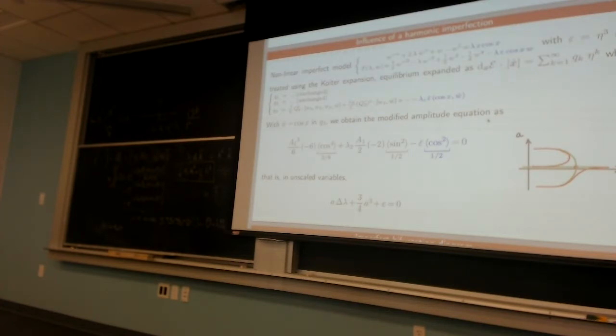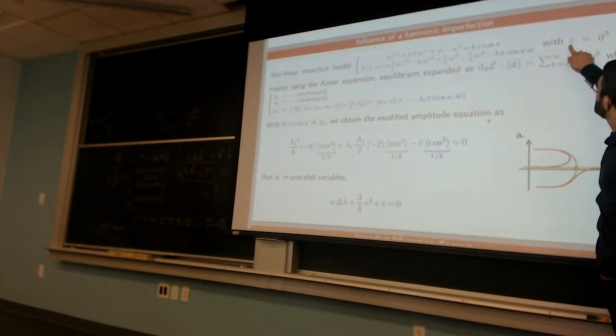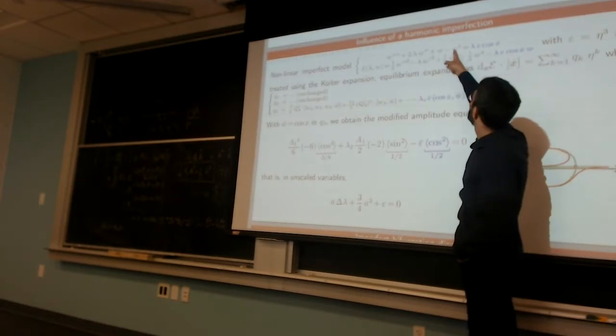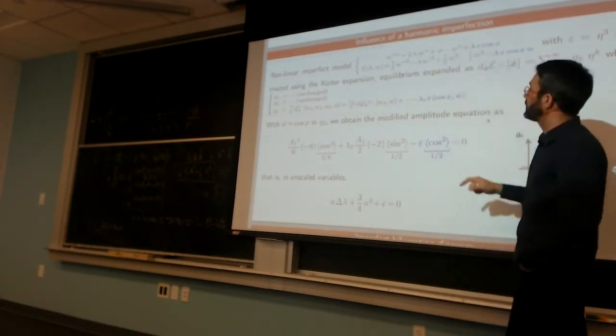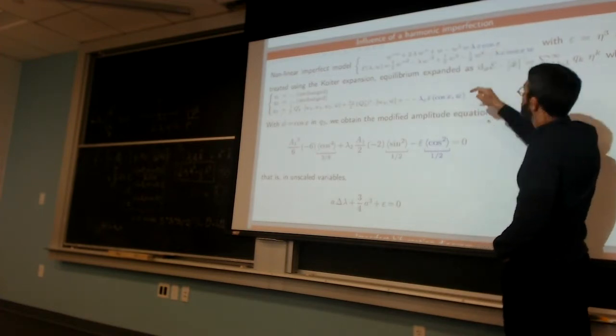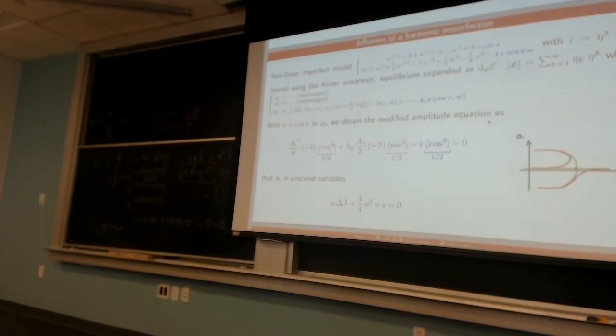Okay, so let's do this and use this scaling we've just said. So let's assume that the intensity of the imperfection is eta cubed times epsilon bar. So this epsilon bar is now assumed to be of order 1. And we restore both the nonlinearity and the imperfection, and we try to solve this, right? So again, remember that I'm considering the case where the imperfection is harmonic.